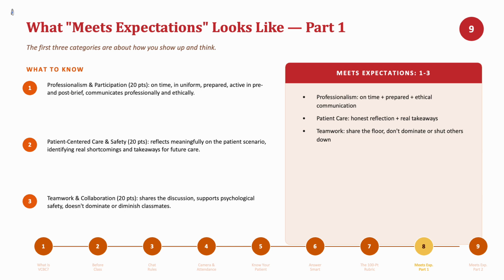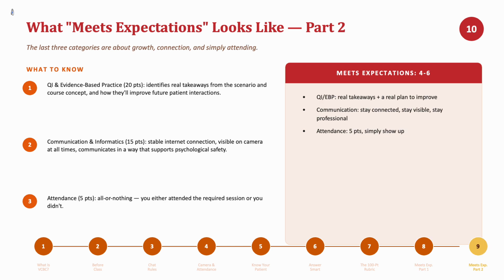So let's go through what meets expectation actually looks like, starting with the first 3 categories. Professionalism and participation means being on time, in uniform, prepared, active in both the pre and post brief, and communicating professionally and ethically. Patient-centered care and safety means genuinely reflecting on the patient scenario, identifying real shortcomings and takeaways, not just saying it went fine. And teamwork and collaboration means sharing the discussion and supporting psychological safety, not dominating the conversation and not diminishing what your classmates contribute.